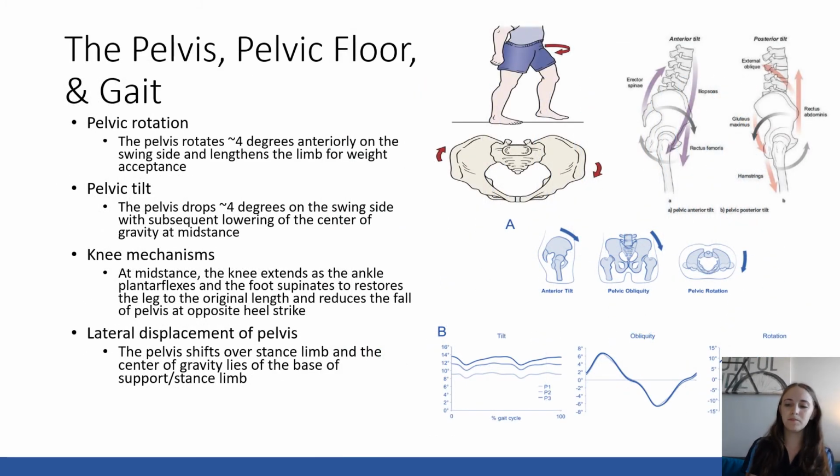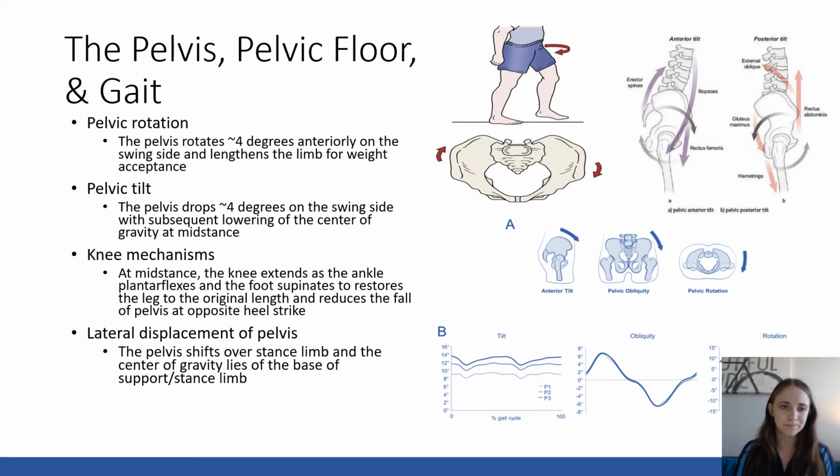And then just moving up our kinetic chain here, we have the pelvis and pelvic floor. During gait, the pelvis rotates about 4 degrees anterior on the swing side to lengthen the limb for weight acceptance. And then with the pelvic tilt, our pelvis drops about 4 degrees on the swing side, lowering the center of gravity at mid-stance.